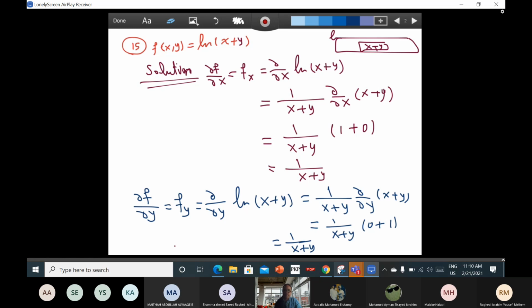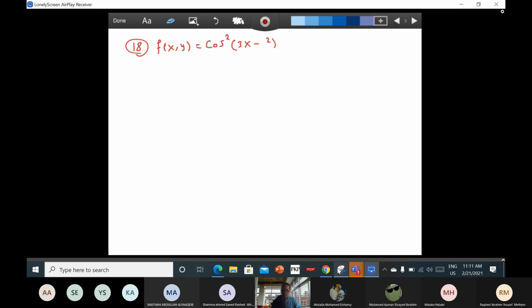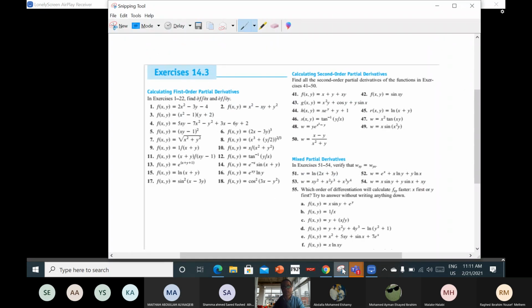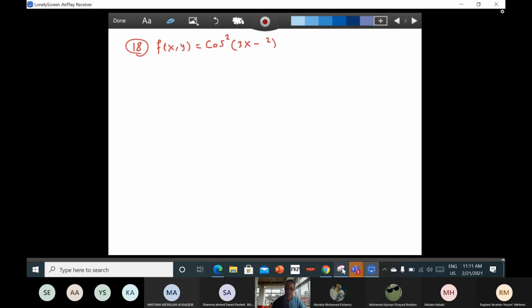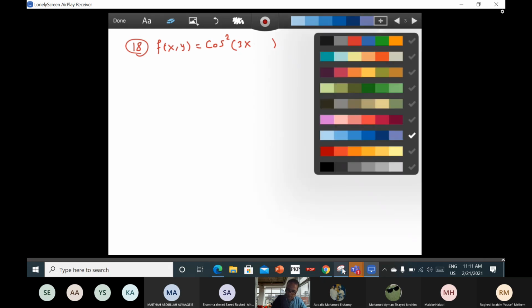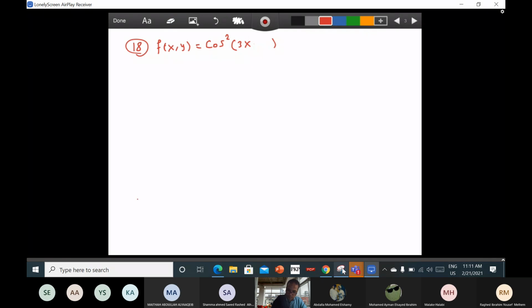Now let's go for the next one. I have the function cosine square of (3x minus y square). Can you check number 18, please? Yes, number 18, minus y square, yes. Oops, I missed it. Minus y square.